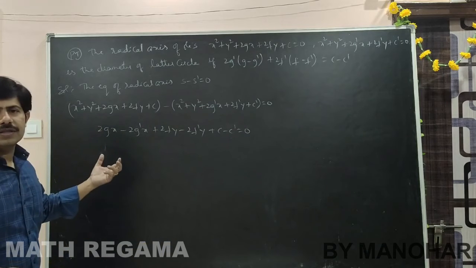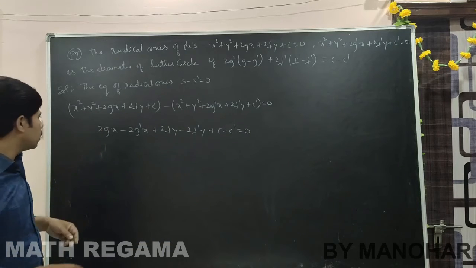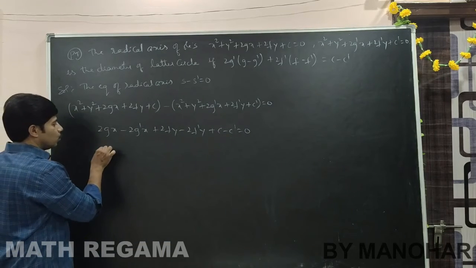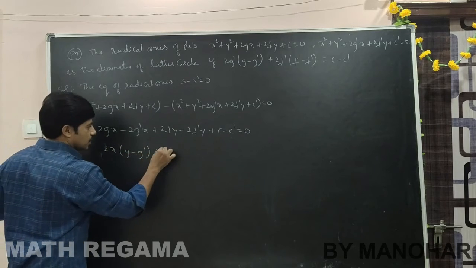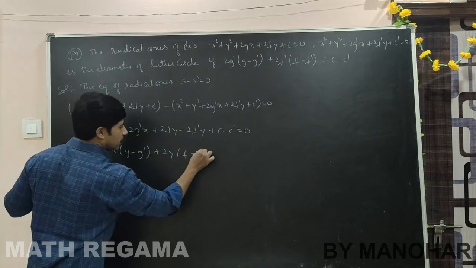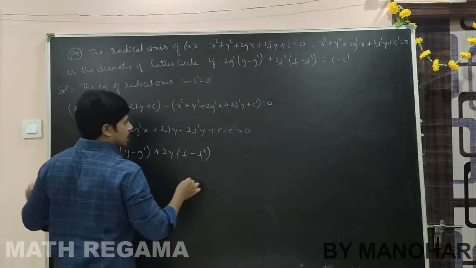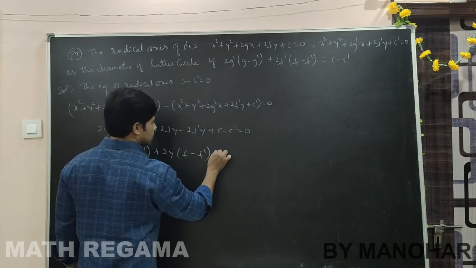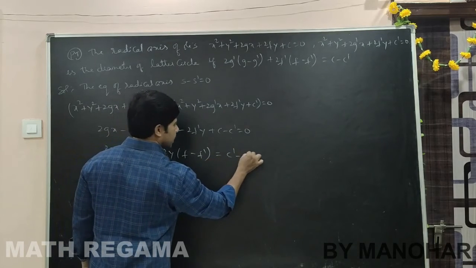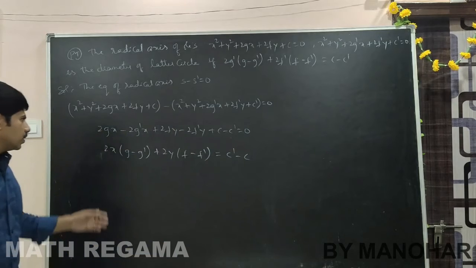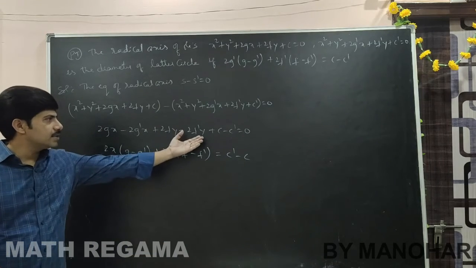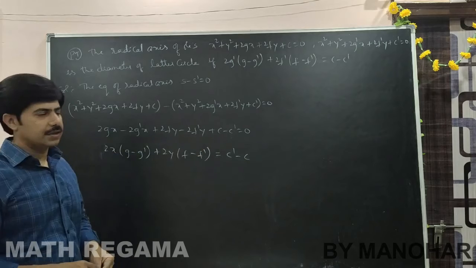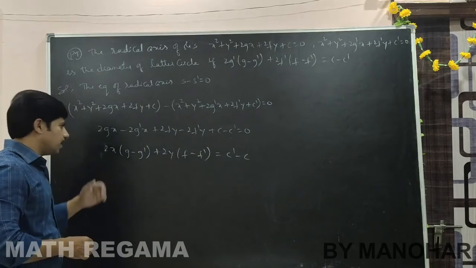Now we'll simplify this radical axis equation. We can take 2x common, so we get (g - g'), plus 2y common, we get (f - f'), equal to c' - c. I took 2x common, here I took 2y common, and c - c' is transposed to the other side. So we got the equation of the radical axis.